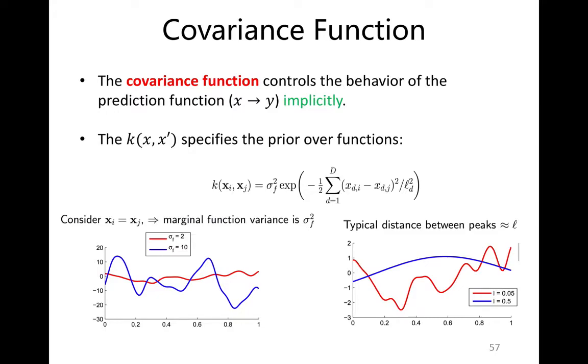Does this have something to do with the bandwidth? Yeah, it is basically. I guess in the interest of time, I'm going to just finish talking about the covariance function and revisit this next time.